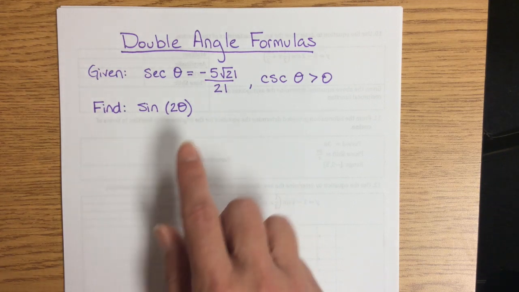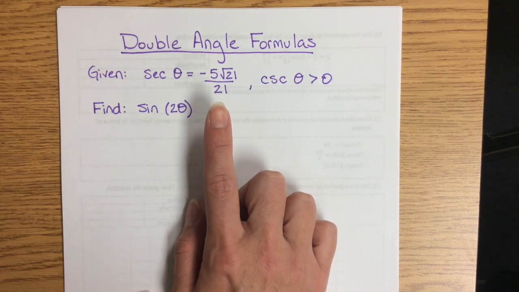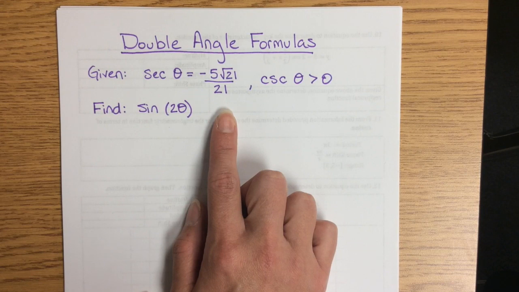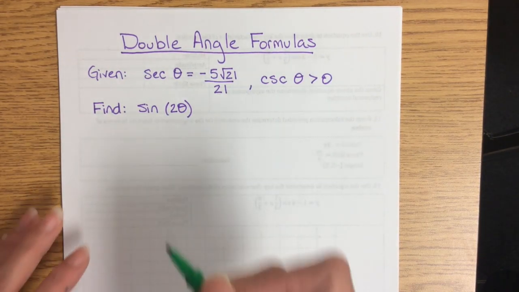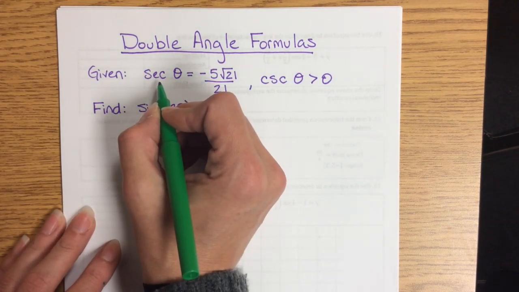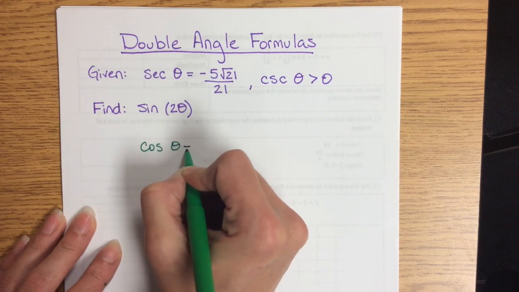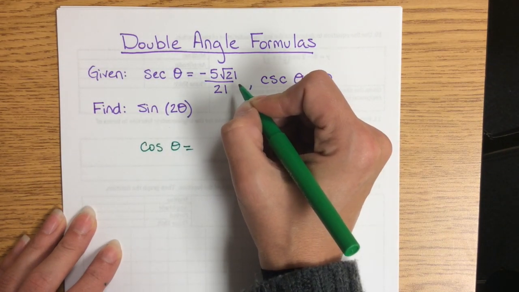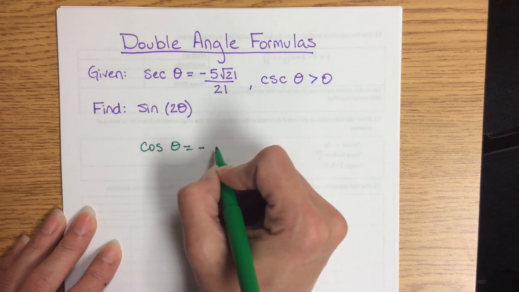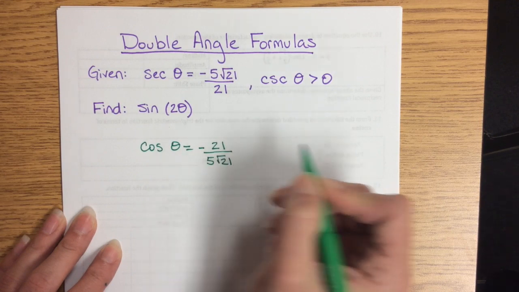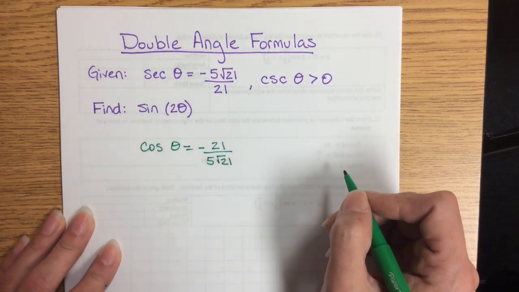But we are given secant, and we need to remember our ratios. I like to turn things into sine, cosine, or tangent just because it's easier for me. So let's start there. The reciprocal of secant is cosine. So I'm going to say that cosine of theta equals the reciprocal of this, or negative 21 over 5 square roots of 21. Before we get started, we want to clean this up.